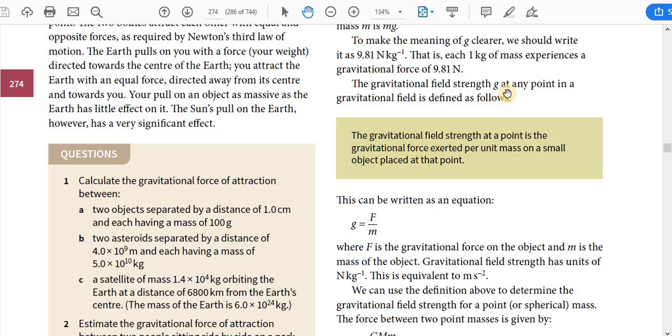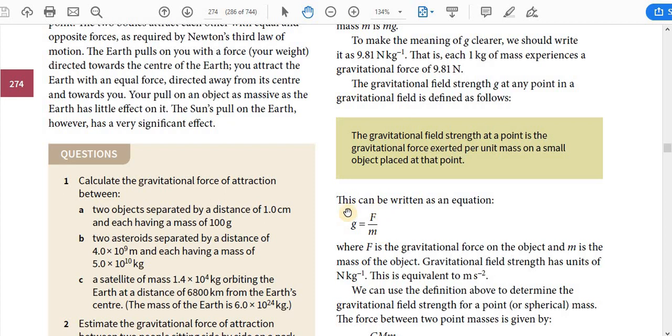The gravitational field strength g at any point in a gravitational field is defined as follows. So again, very important, memorize the definition with understanding. You can add things from the glossary also, which has the meaning of this word. The gravitational field strength at a point in the gravitational field is the gravitational force exerted per unit mass on a small object placed at that point.